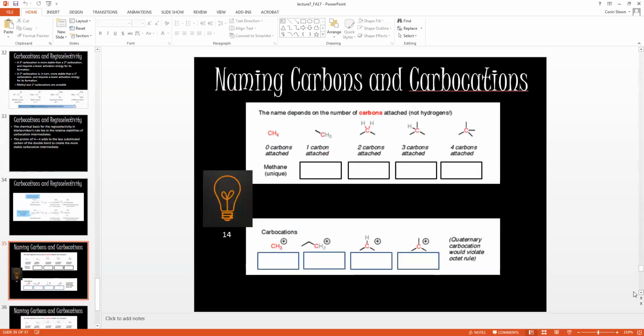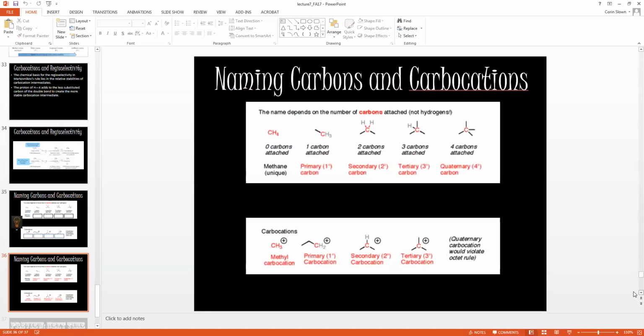So take a moment, make sure that you have clear in your mind the naming that's associated with carbocations. So methyl, primary, secondary, tertiary, and quaternary. And think about why a quaternary carbocation would violate the octet rule. You can check your work.